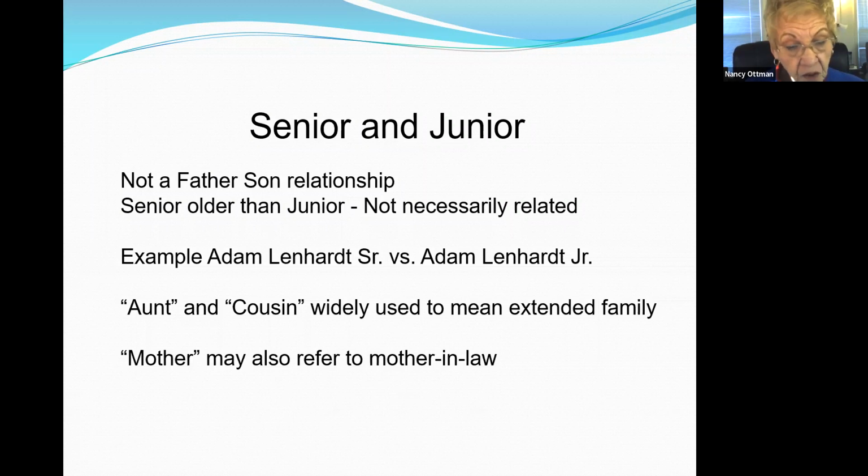Aunt and cousin oftentimes is used to mean an extended family. And mother, of course, may also refer to mother-in-law. So don't get too upset or excited about, gee, I didn't know that was a cousin or an aunt, or I didn't realize that wasn't his son. Those titles have different meanings.